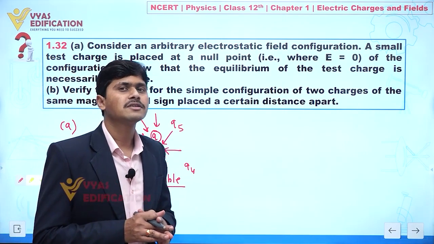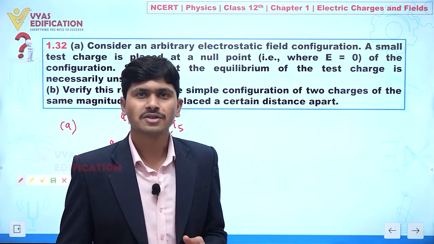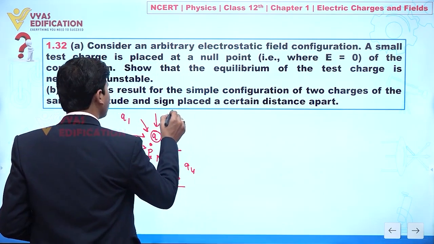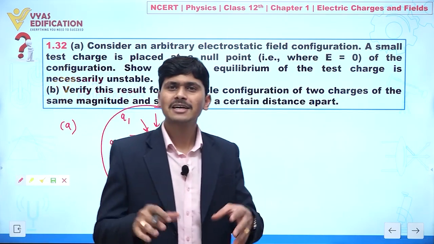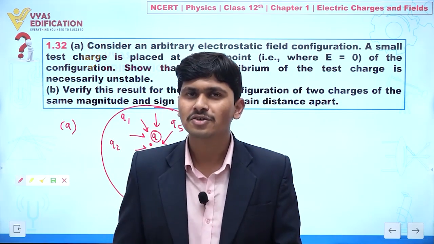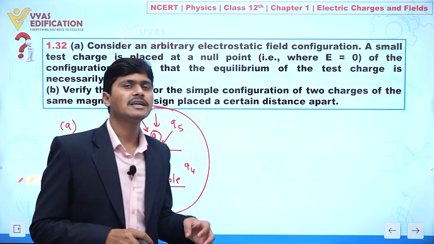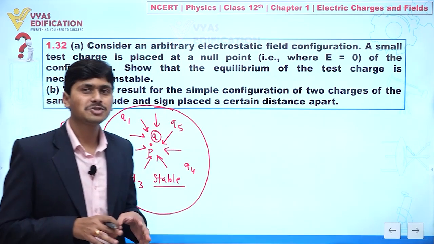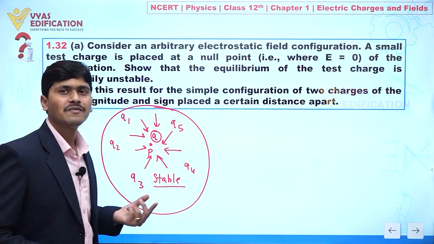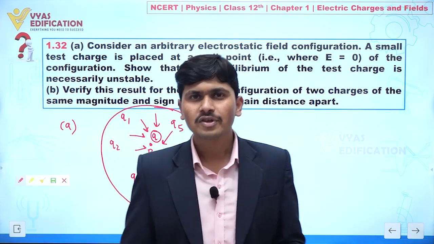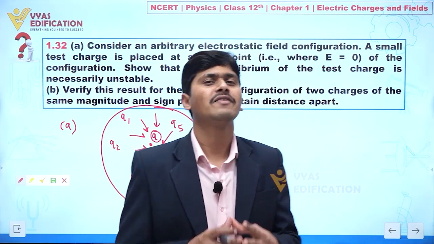Clear? It means, according to Gauss law, if we draw a Gaussian surface, there are some electric field lines going inside this Gaussian surface, and definitely some electric field must be present. Yes or no? But we know that at a null point the value of the electric field is 0. So this is a contradiction of our statement.